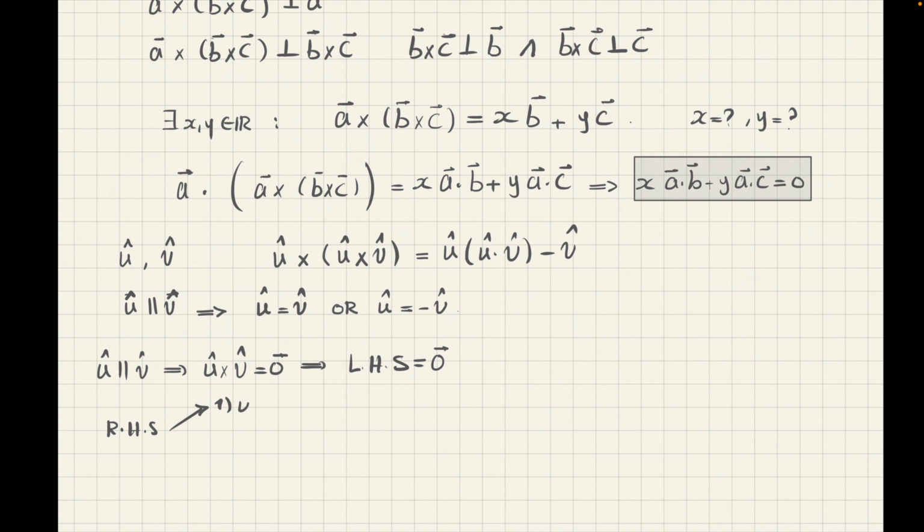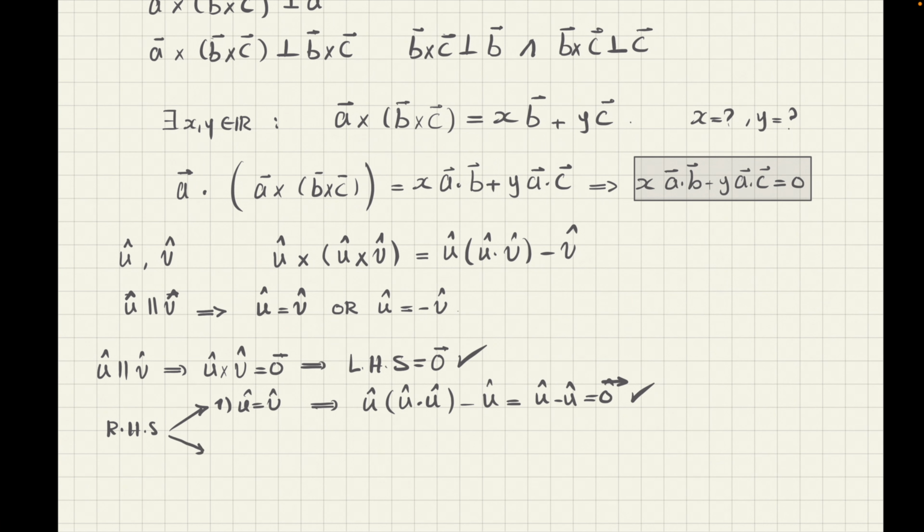One, u is equal to v. Then what happens? On the right-hand side, wherever I see v, I put u. I have u times u dot v, but instead of v I put u, minus v, again I put u. But u dot u is the norm of u squared, and u is a unit vector, so it becomes 1. So then it becomes u minus u, and this is the zero vector. So the left-hand side is 0, the right-hand side is 0.